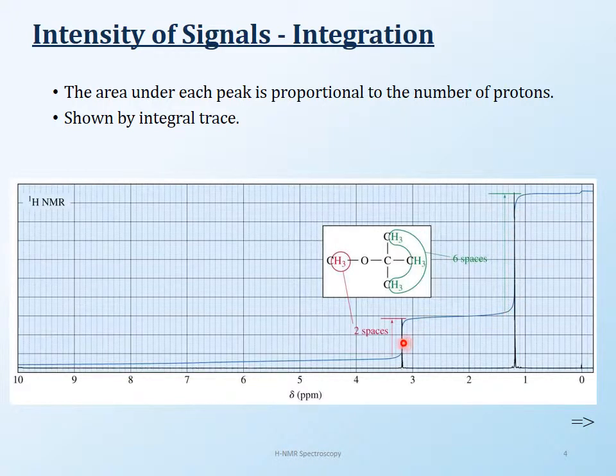Previously, before computer times and before such good integral systems, you would have to sit and count the number of squares, because this would be a graph paper, and you would figure out the ratio of the two peaks. But now you can do the calculation right on the computer, and it tells you, okay, here we have a ratio of 2:6, which is 1:3, and that's what you have here, 3 protons versus 9 protons. So the ratio of this integration to this peak over here is 1:3.